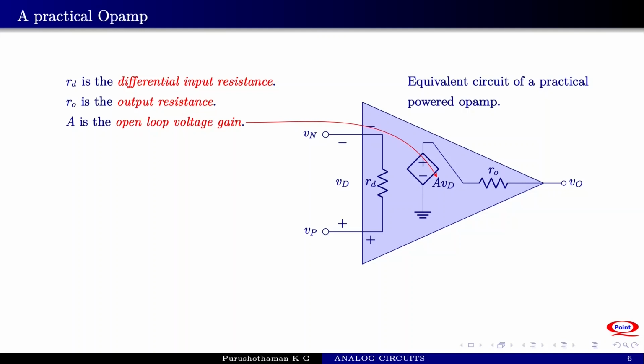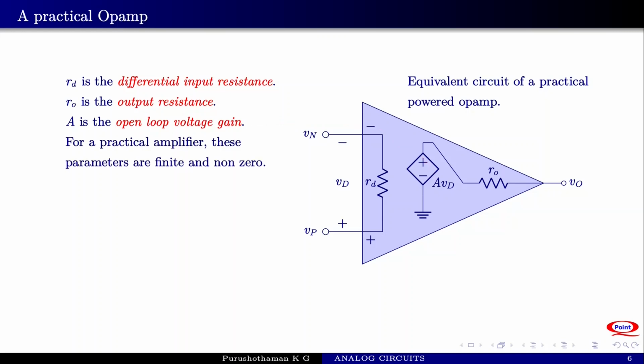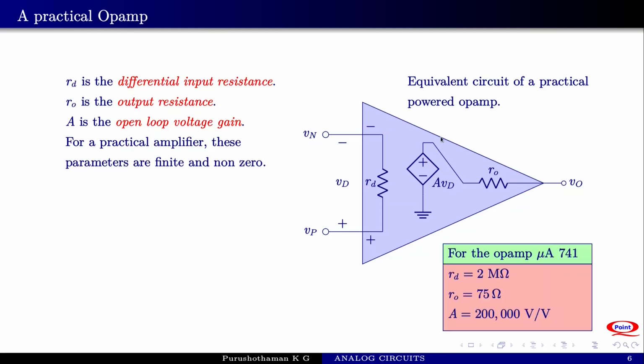For a practical operational amplifier, these values RD, RO and A are finite and non-zero. Typically for the MUA741 operational amplifier, RD is 2 mega ohms, RO is 75 ohms and A is 200,000 volts per volt, a very high gain.